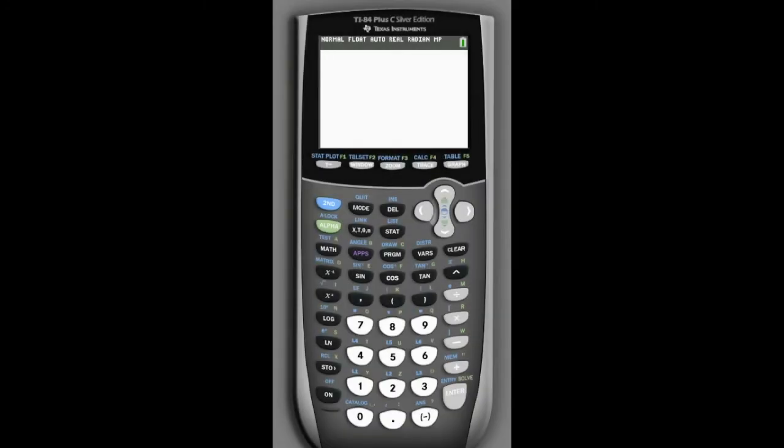One more time here, we're going to go into Stat, press Enter for edit, and enter in our data. First of all, we have to clear out what's there. And then remember what we're going to do with this one. We're just going to enter 0, 2, 4, 6, 8. Here we go. And then we'll go over here and enter those numbers in.